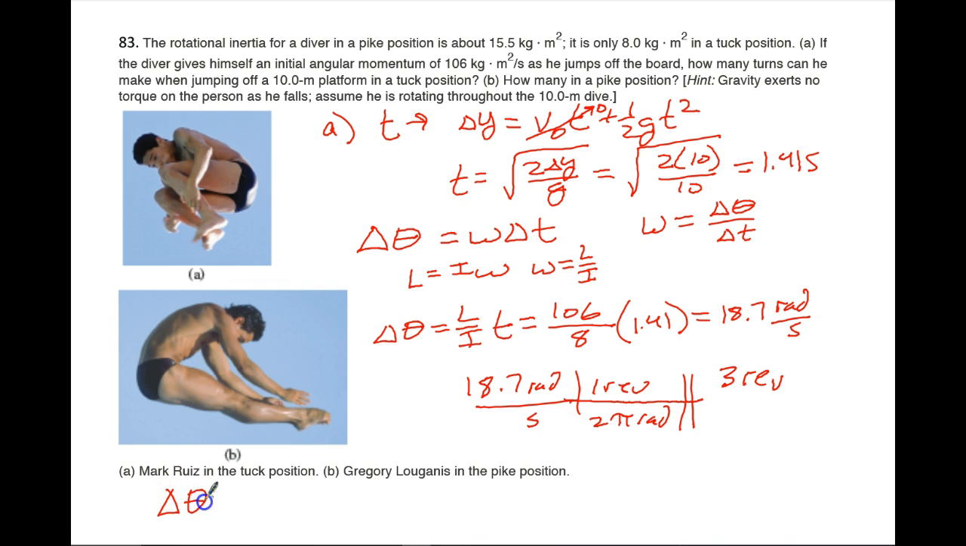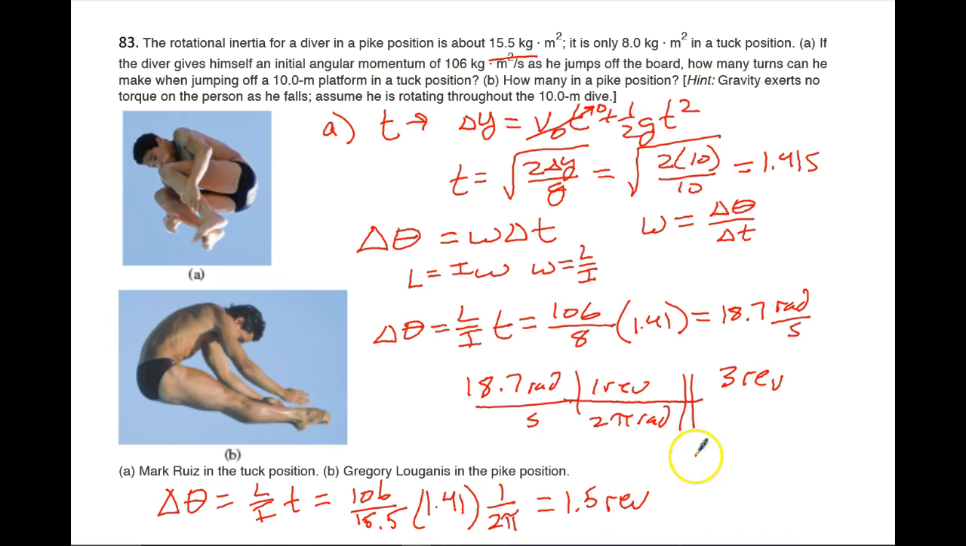We're going to just say that the change in the angle is equal to L over I times t. So that's equal to 106 over, now we have 15.5 on the bottom, and it will take the same amount of time to fall to the ground, which is 1.41. And we want to convert this over to revolutions, so we're going to do 1 over 2 pi. So I've just condensed everything we did up here for our bottom problem. This is 1.5 revolutions.